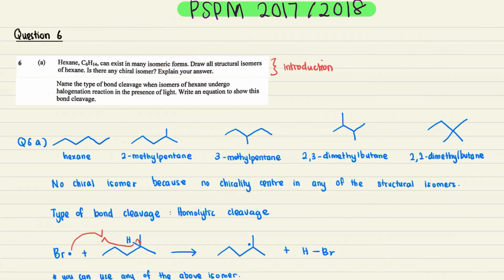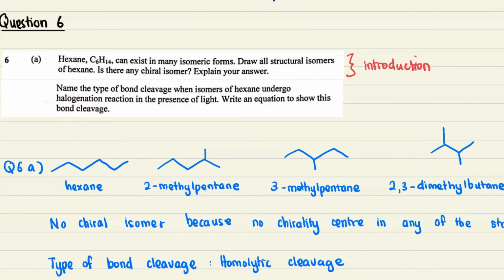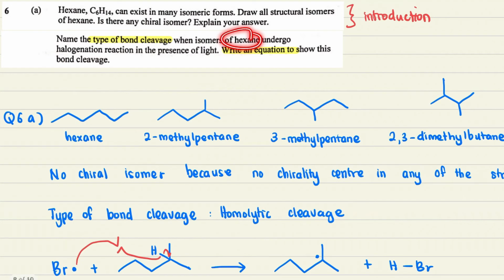Alright, and then next one dia kata name the type of the bond cleavage when the isomer of hexane undergo halogenation in the presence of light. Okay, so for this question, dia ada beberapa soalan dalam ni. First, dia minta type of bond cleavage. Okay, lepas tu dia kata write an equation untuk show the bond cleavage. Okay, so type of bond cleavage apabila hexane undergo halogenation.